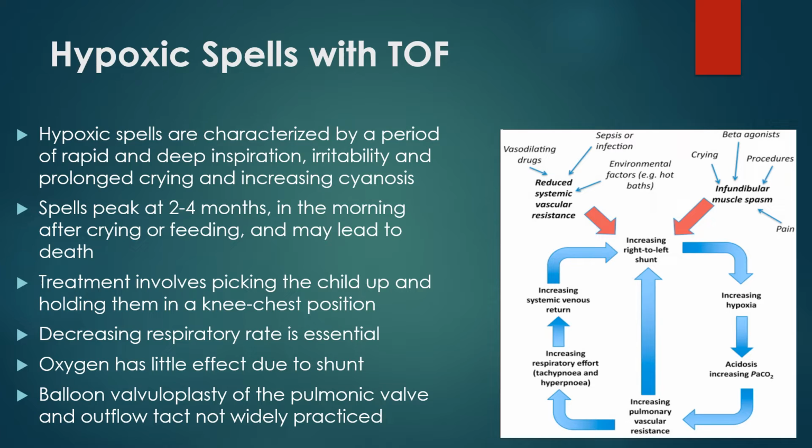Decreasing respiratory rate is essential as well. Oxygen has little effect due to the shunt, so really oxygen is not going to help you out. A balloon valvuloplasty of the pulmonic valve and outflow tract would seem to be useful, but it's not very useful here because of the infundibular muscle spasm that they have. So some of the things that you do, you have some beta agonists that work. Inderal was very popular. Sepsis or infection and vasodilating drugs are going to reduce your SVR and cause more problems as well. So all these things interact to cause cyanosis with TET babies.